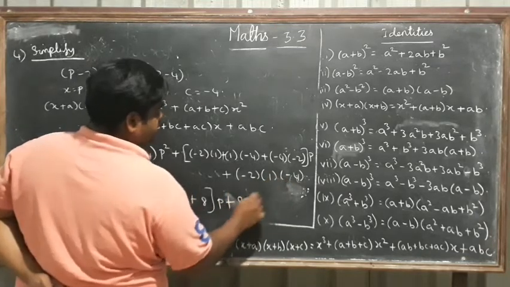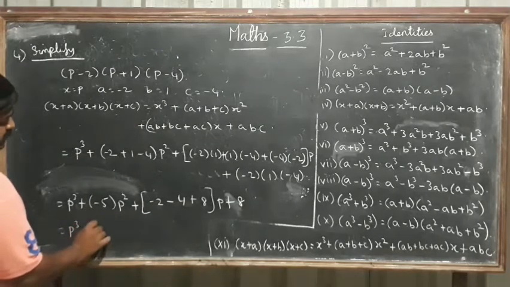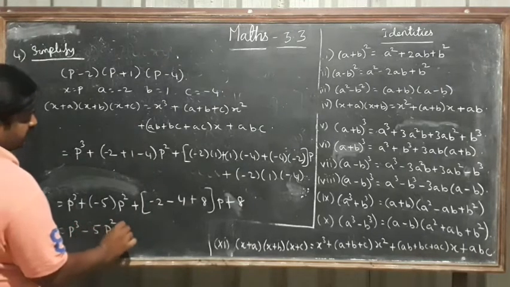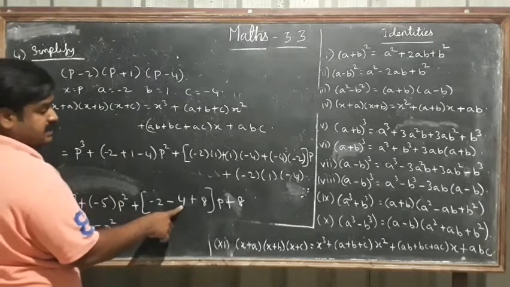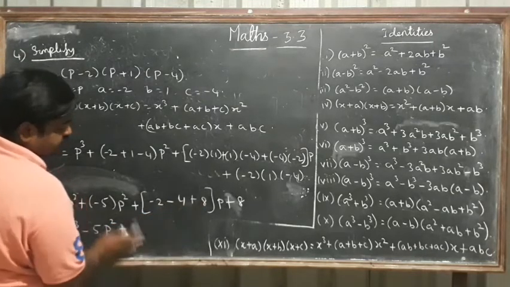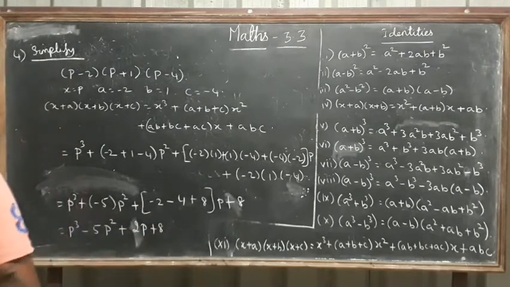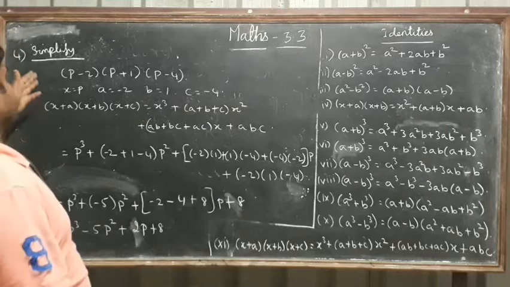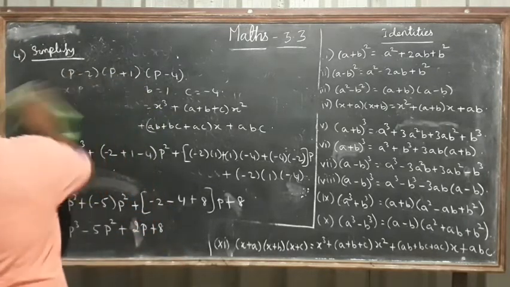2 4 is 8, which is equal to p cube plus into minus is minus 5p square plus minus 2 minus 4 is what? Minus 6. Minus 6 plus 8 is what? 2. So 2p plus 8 will be the simplified form of this: p minus 2 into p plus 1 into p minus 4. Clear?